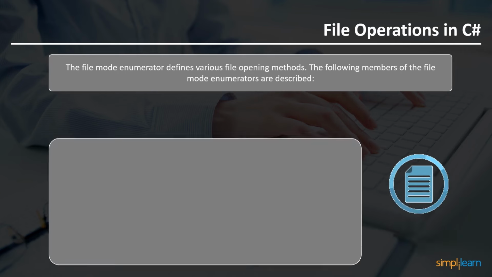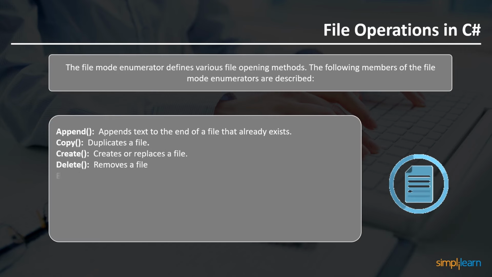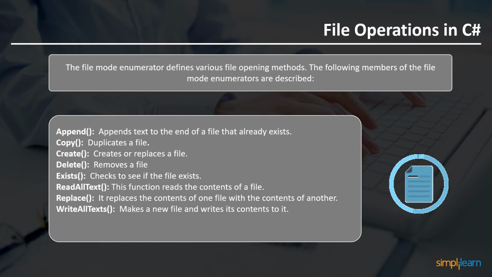Following that, we will learn about file operations in C#. The FileMode enumerator defines various file opening methods. The following members of the file mode enumeration are described. First, there is the append function. Text is appended to the end of an already existing file. The following function is the copy function, which duplicates the file. The third function is the create function, which is used to create or replace a file. Following that, we have the delete function, which deletes a file. The fifth function is the exists function, which determines whether or not a file exists.